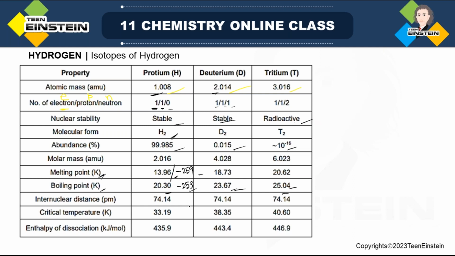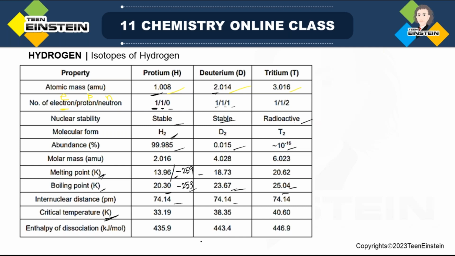Internuclear distance is almost the same. Then we have critical temperature. Critical temperature is the temperature above which we cannot liquefy a gas. That temperature is known as the critical temperature for that particular gas. In this case you can see the critical temperature, obviously also in Kelvin. If you consider it in degree centigrade, obviously the value will be negative. Only when it is negative does the question of liquefaction arise. Otherwise, it does not arise. Fine.